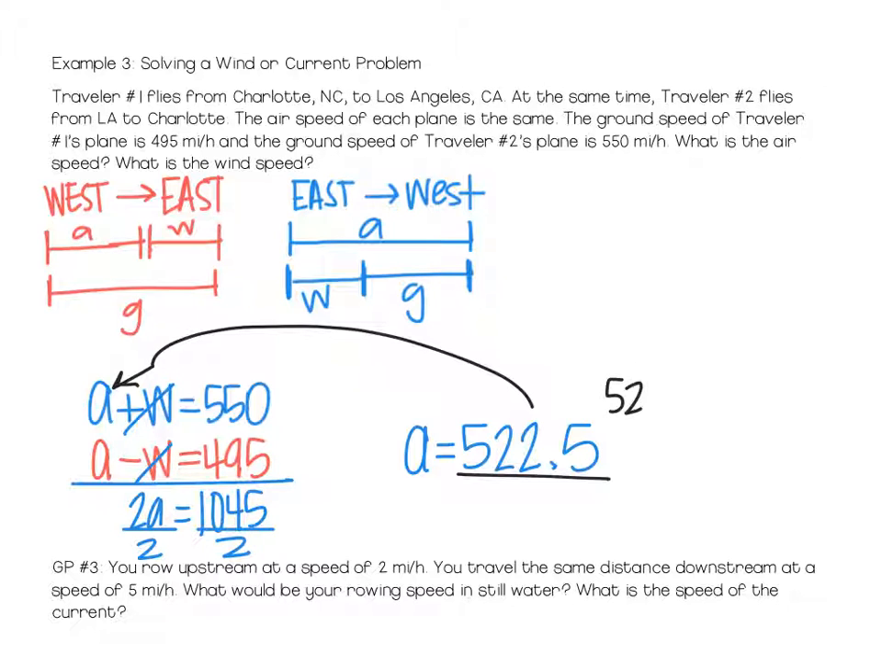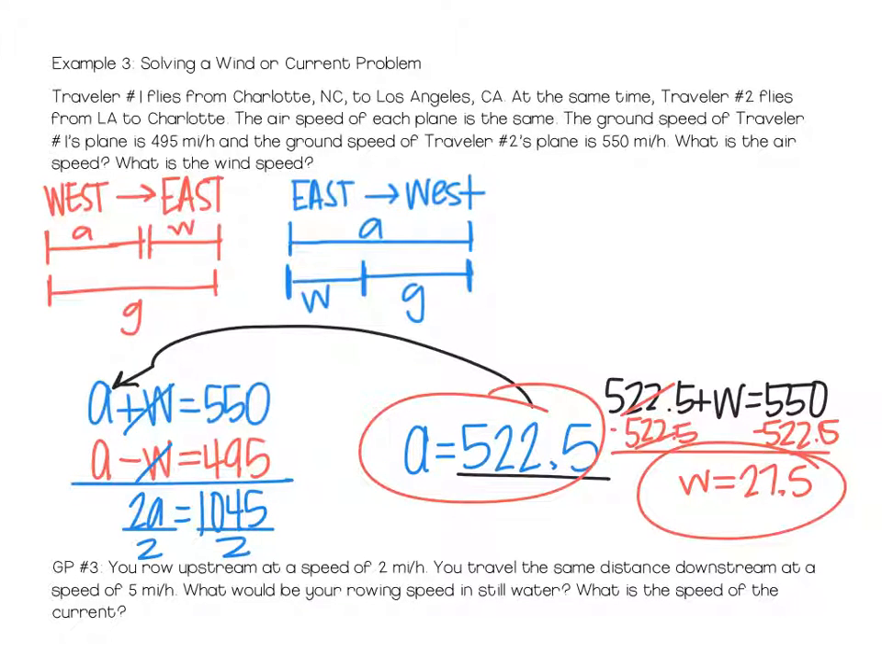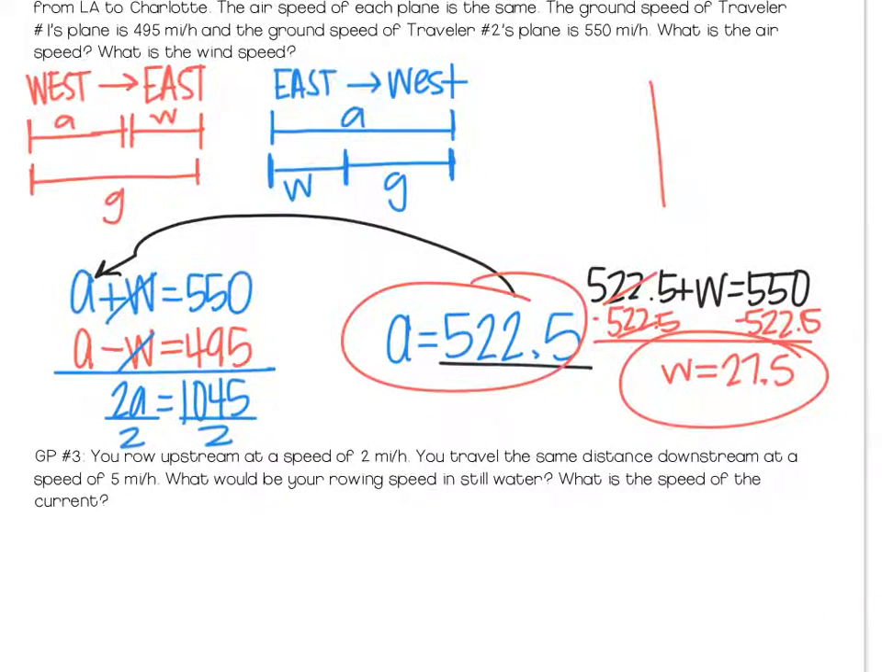So 522.5 plus wind speed gives me 550. Then if you just subtract 522.5 from both sides, you get 27.5. So airspeed is 522.5. Wind speed is 27.5.